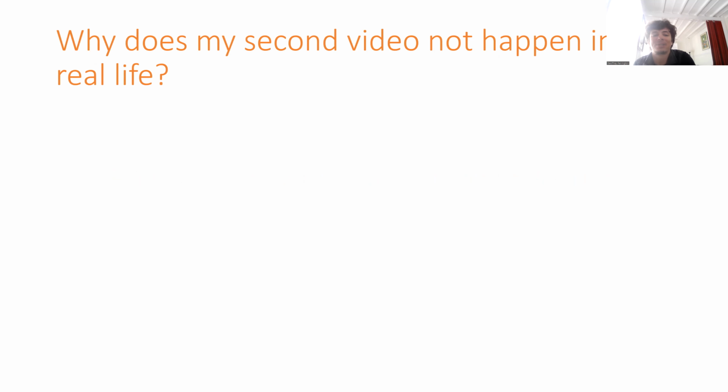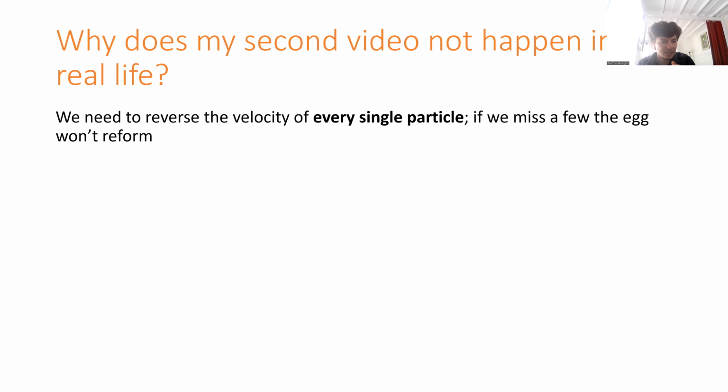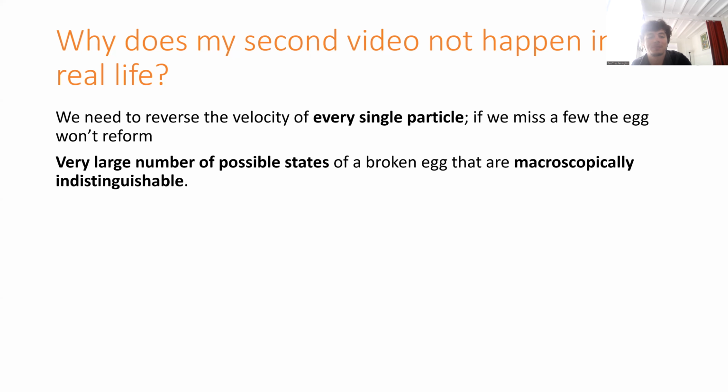So why doesn't it happen in real life if in principle it would happen if we reversed all the directions of the particles, as I said? Well, the answer is that to be able to do this, we need to reverse the velocity of every single particle. If we just missed a few of them and they were still going the same directions before, then rather than reforming into a solid object, the egg will just sort of splatter back together and then fall apart again on the ground. It won't perfectly reform into something solid.